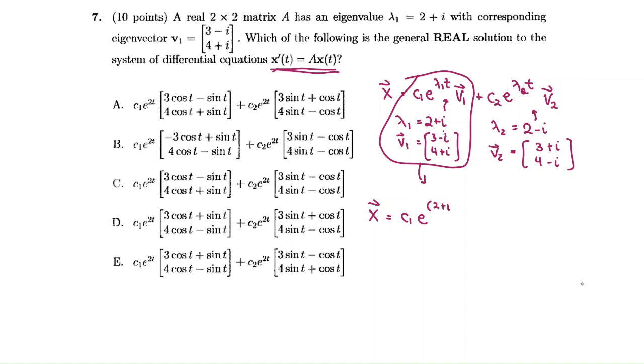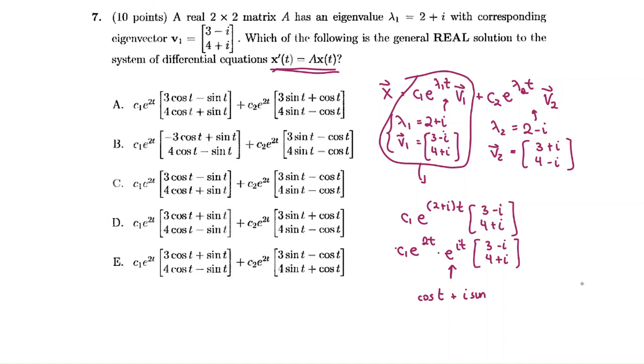So we have x equals c1 times e to the (2 plus i)t times (3 minus i, 4 plus i). Actually, I'm not going to use this x here, but I'm just going to plug these values in and use Euler's identity. Sorry, no, that's not right, okay. So this is c1 e to the 2t times e to the it times (3 minus i, 4 plus i). I'm going to do Euler's identity on this, and that will give me (cosine t plus i sine t) times c1 e to the 2t times (3 minus i, 4 plus i).